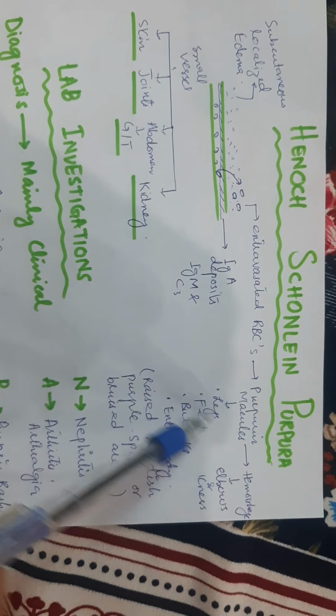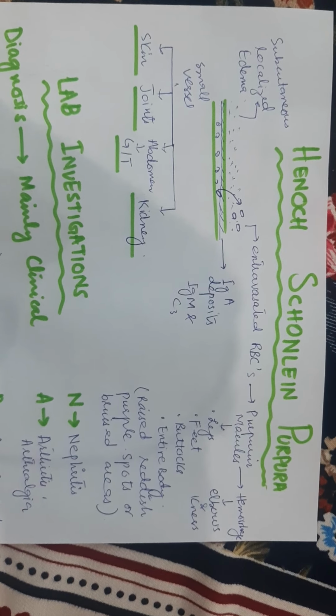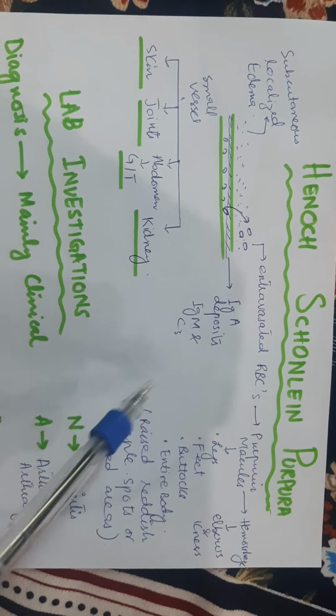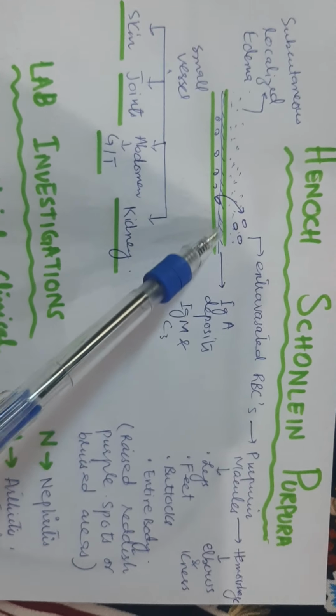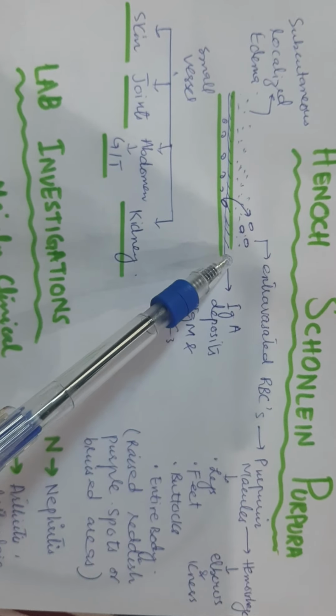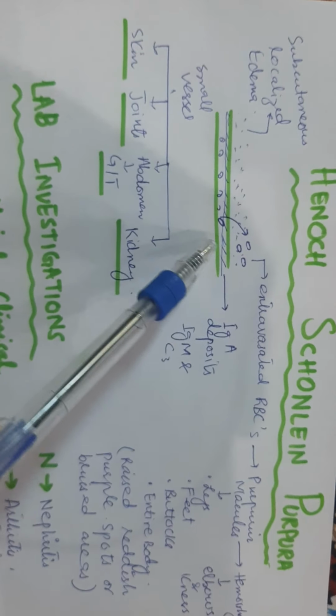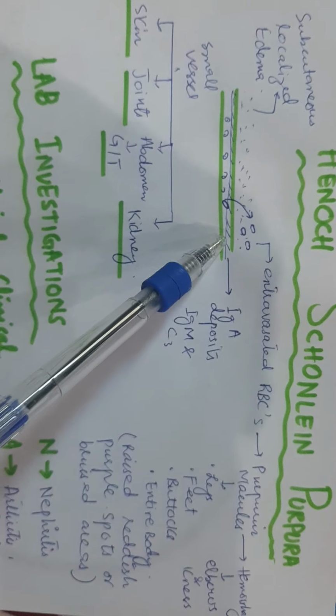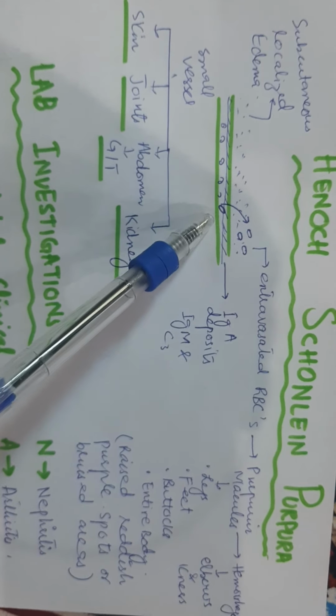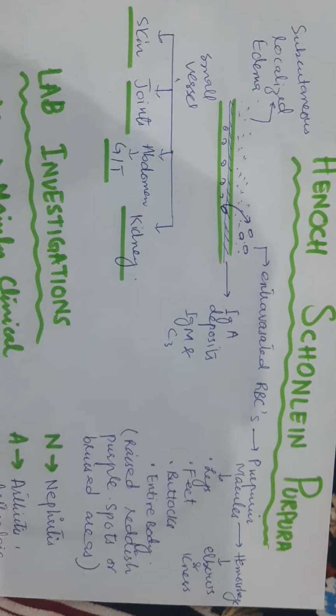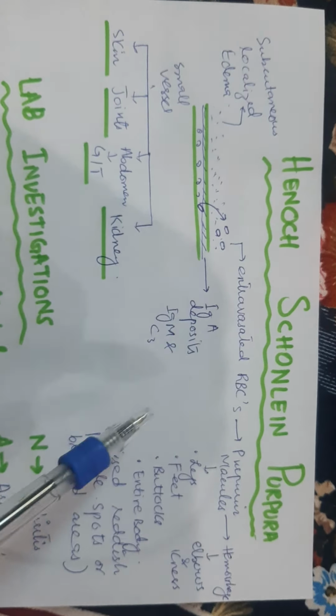Henoch-Schönlein purpura, also known as anaphylactoid purpura, is a very common small vessel vasculitis syndrome, mainly occurring in children. Mainly it occurs in preschool children who are less than 3 years of age.